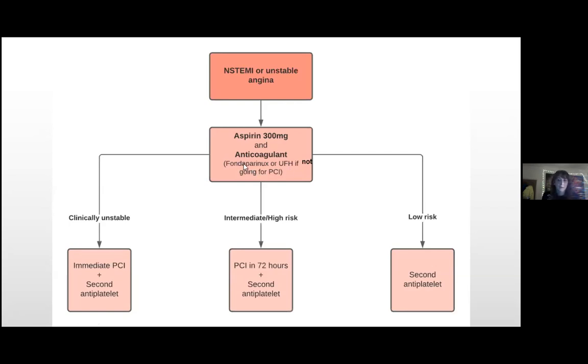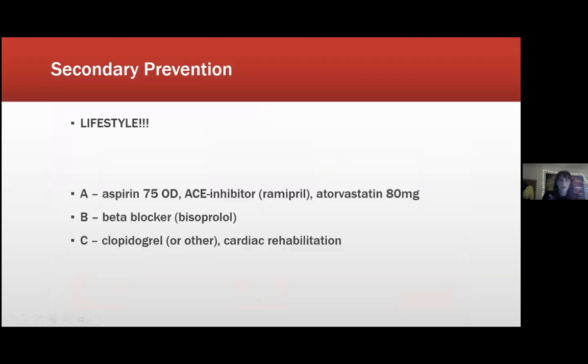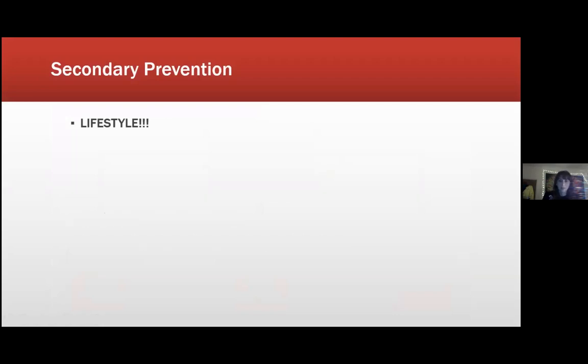And if they're low risk, you're just going to put them on a second antiplatelet and give them an anticoagulant, like fondaparinux, and probably send them home and then bring them in later for further investigation. So secondary prevention. Lifestyle is really important, and it's easy marks in an OSCE, so it's always good to mention that. And does anyone know any medications we might use as well in the secondary prevention after MI?